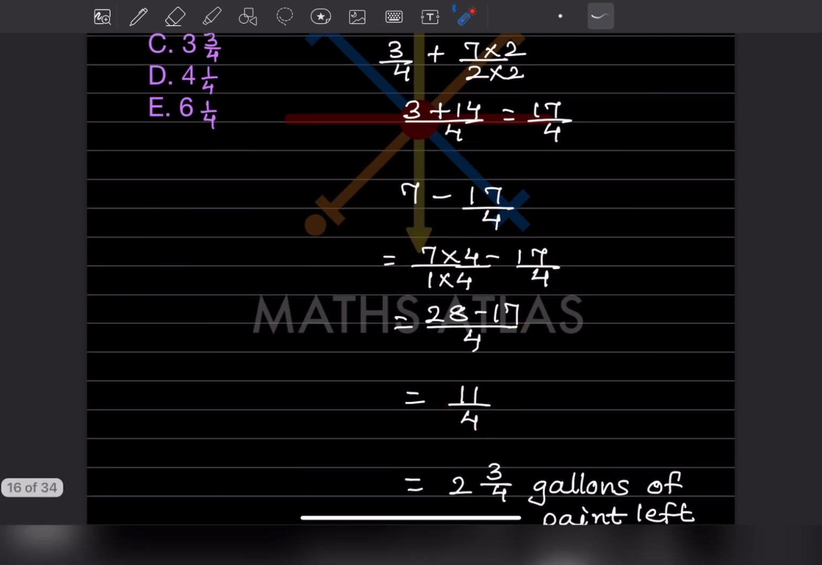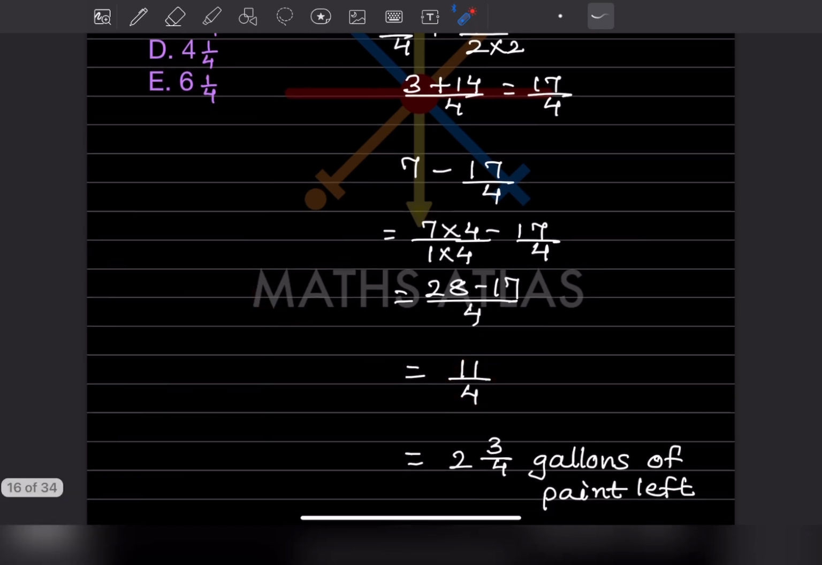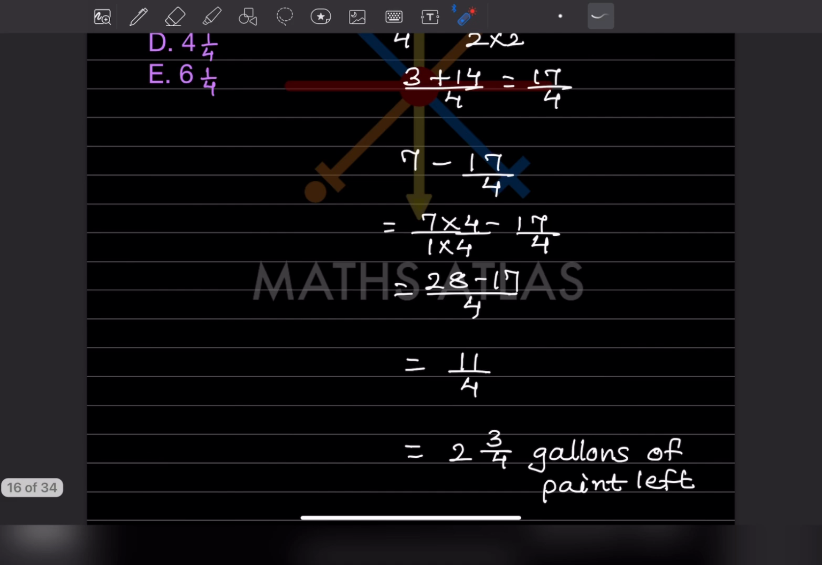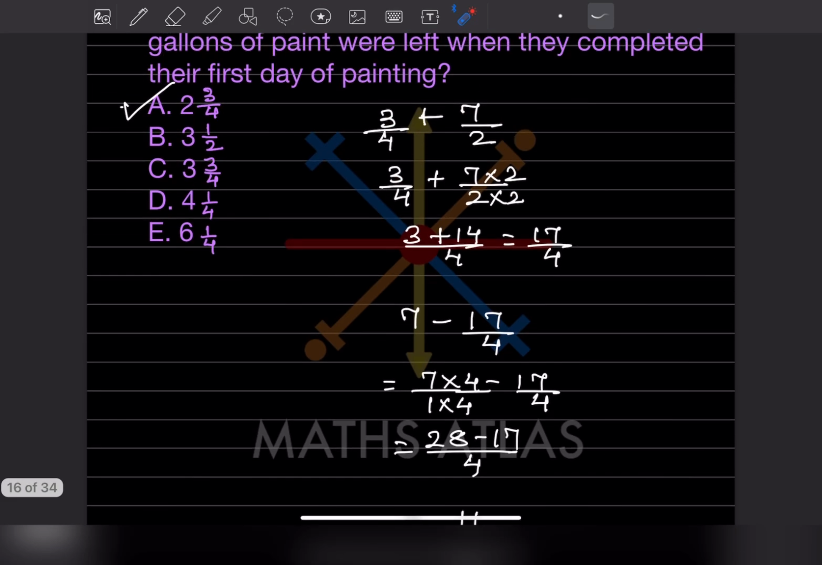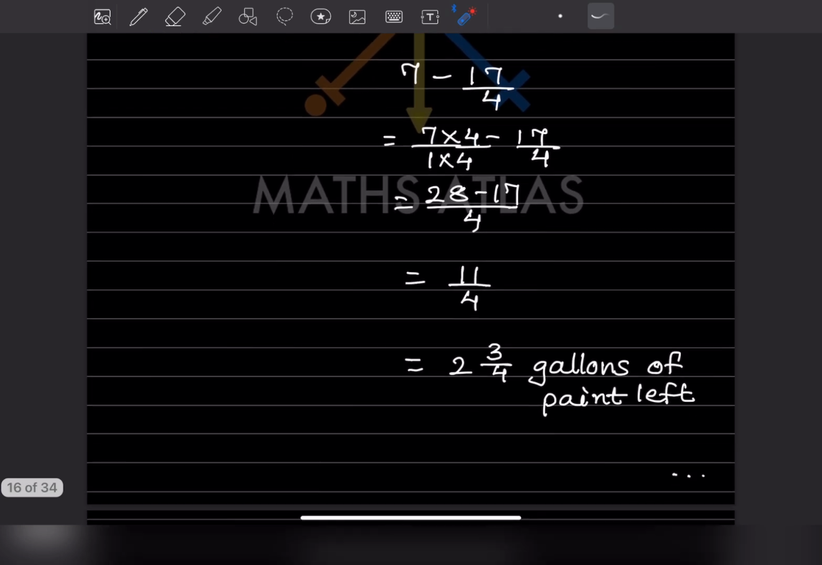So 11 by 4 means, since this is an improper fraction, we can divide it. 4 2s are 8 and the remainder is 3. So 2 integers 3 by 4. So 2 integers 3 by 4 gallons of paint is left. So this is the first option, that is E. So by this one we have completed today's work.